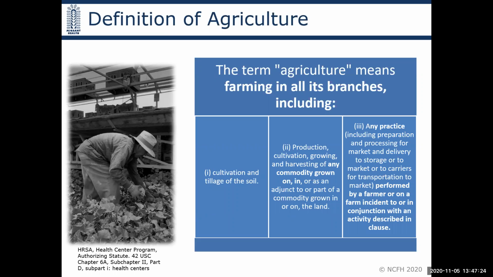So this is the definition of agriculture as defined in legislation. Basically it involves everything from prepping the soil, seeding, planting, growing, picking, packing, and even transporting in some cases. So farming in all of its branches. This is very specific to migrant health. So agriculture means farming in all of its branches to include crop production, animal production, aquaculture, and then those support activities involved in those industries.